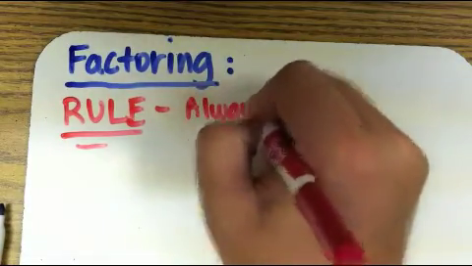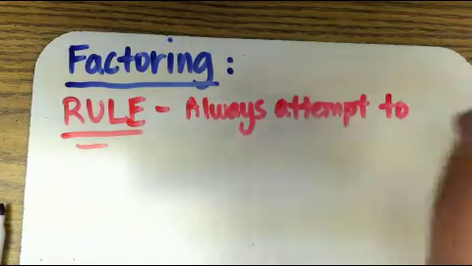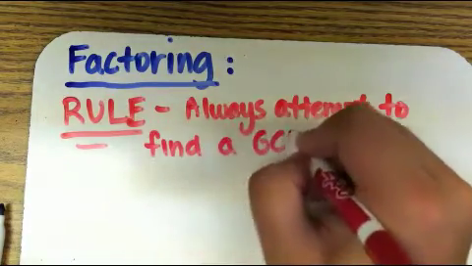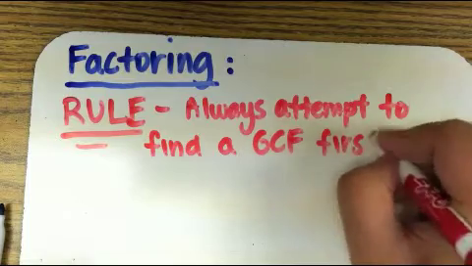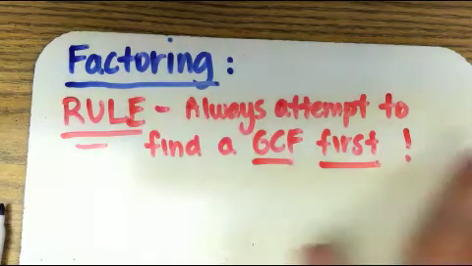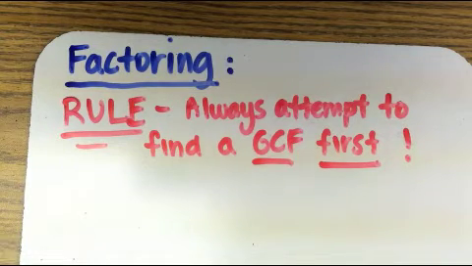Always attempt to find a GCF first. Anytime that the instructions ask you to factor something, automatically your mind should be thinking, okay, is there a GCF here? Once you've taken care of that GCF step, then you can move on. This is sort of like a preliminary rule before you even begin to solve certain factoring problems. Always.